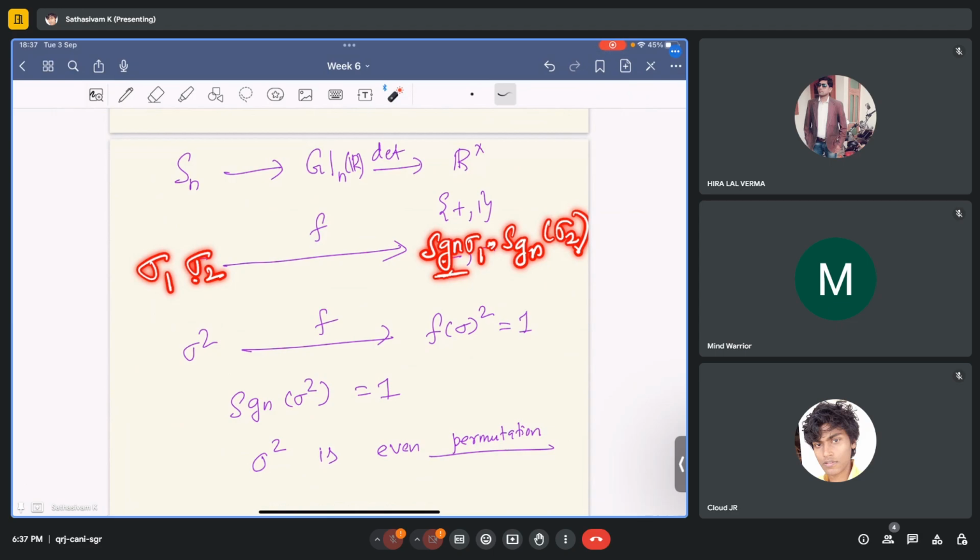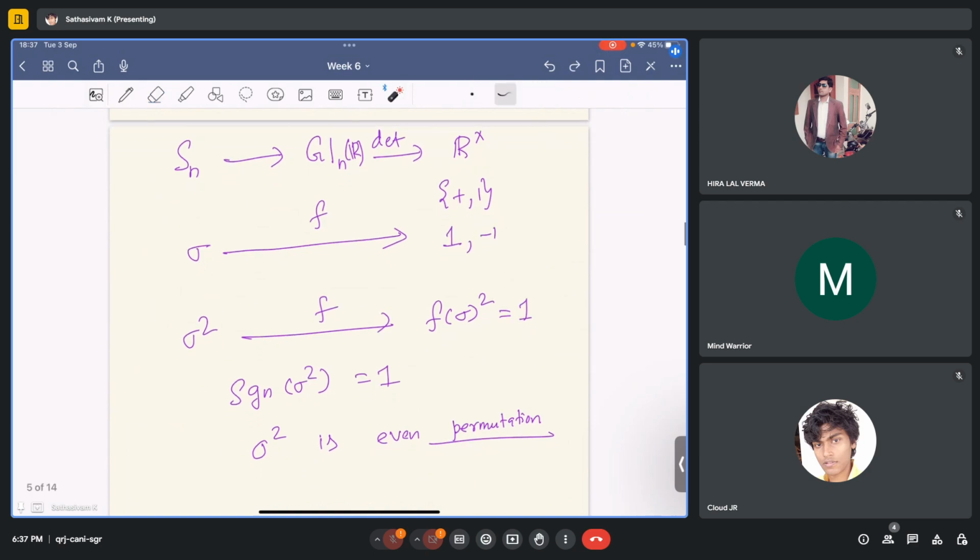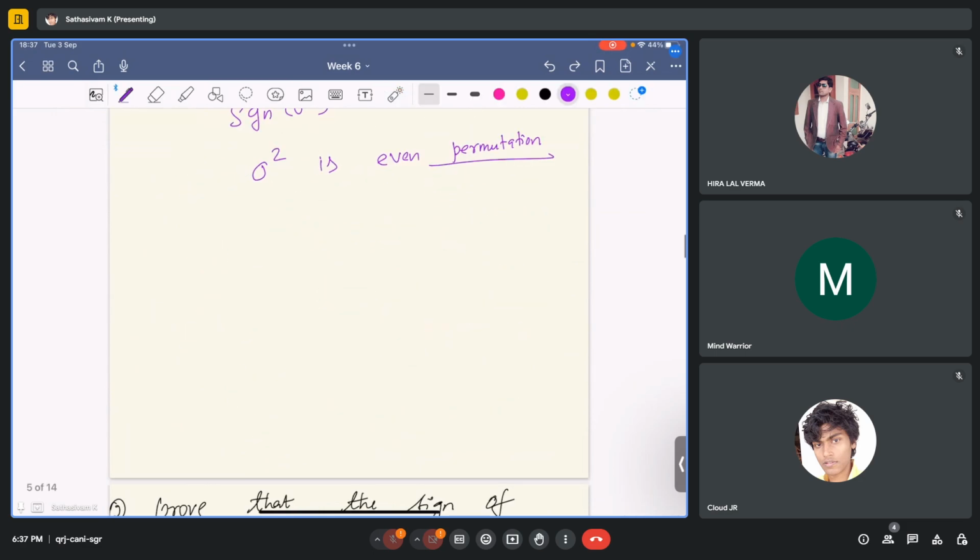Yeah, the sign of sigma 1 times the sign of sigma 2. But in this case, this is plus 1 or minus 1. The plus 1 means even permutation, minus 1 means odd permutation. So basically, this is not actually sign, so let me just call this f. So what you get is a map to plus or minus 1.